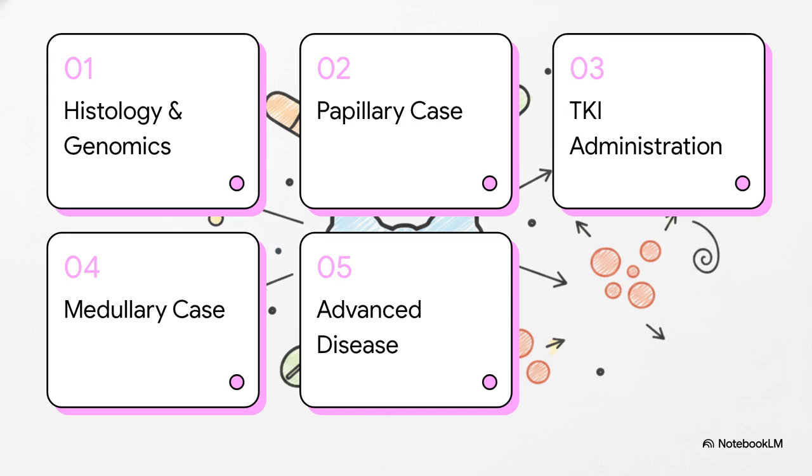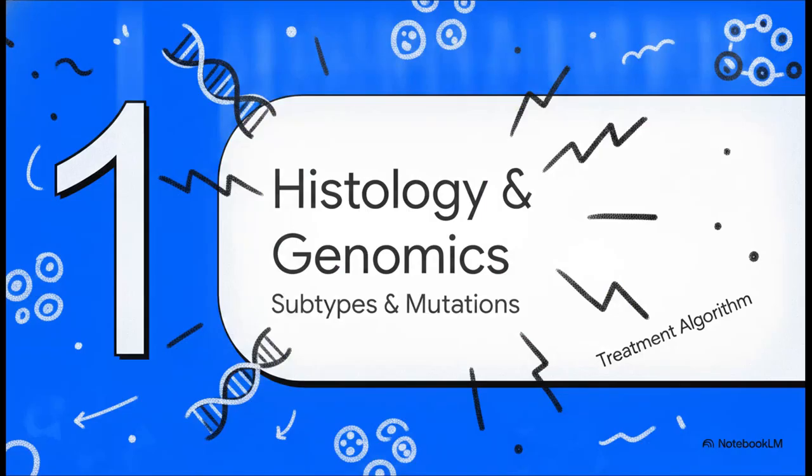Here's what we're tackling today: thyroid histology and genomics, a papillary thyroid carcinoma case, lenvatinib versus sorafenib pearls, a medullary thyroid carcinoma case, and we'll wrap up with advanced disease and prognosis. Okay, let's jump right into Section 1, Thyroid Histology and Genomics.